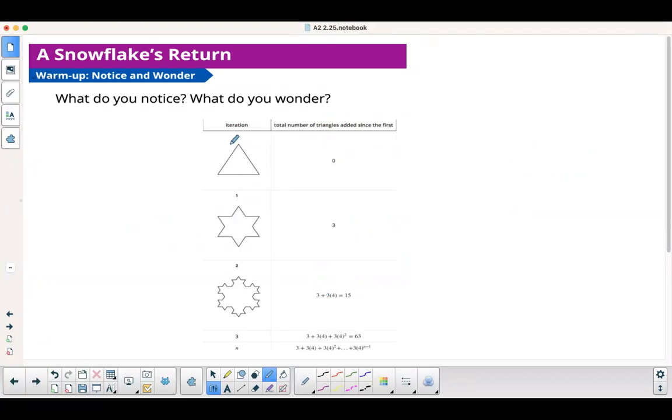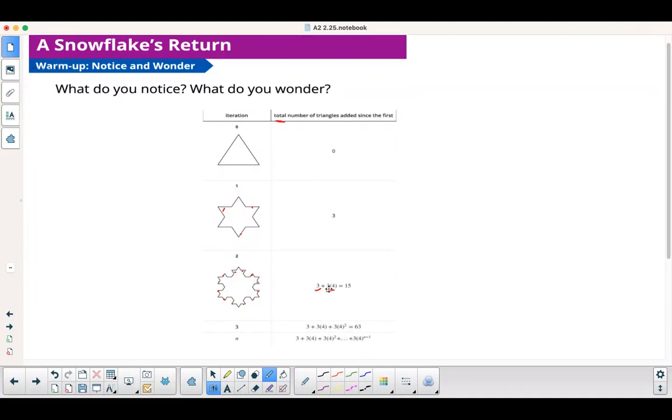All right, so what do you notice? What do you wonder? So start out here with 0, the first one is 0 triangles added, the total number of triangles added. On this one, I'm going to add 1, 2, 3 there. The next one, I'm adding 1, 2, 3, 4, 5, 6, 7, 8, 9, 10, 11, 12. So the first one you added 3, and then we added 12, which comes out to be 3 times 4.